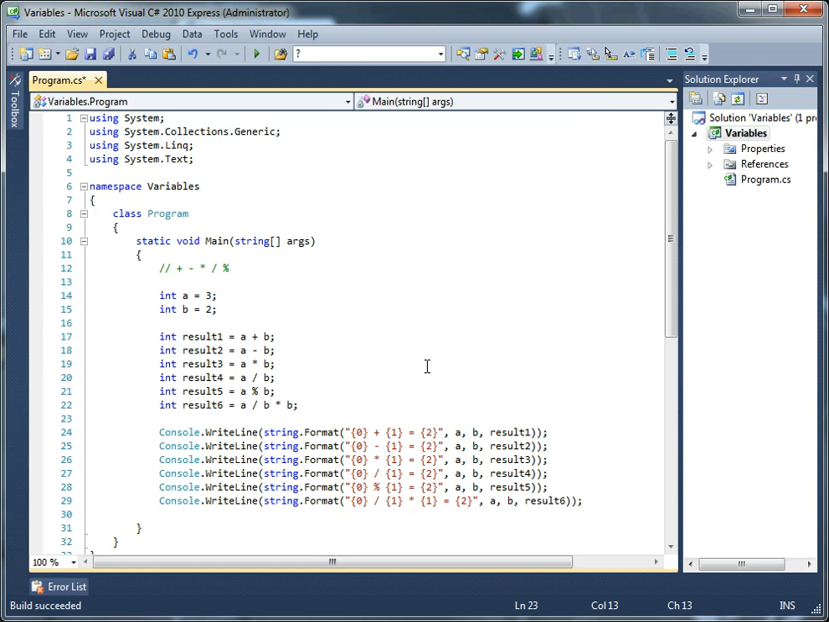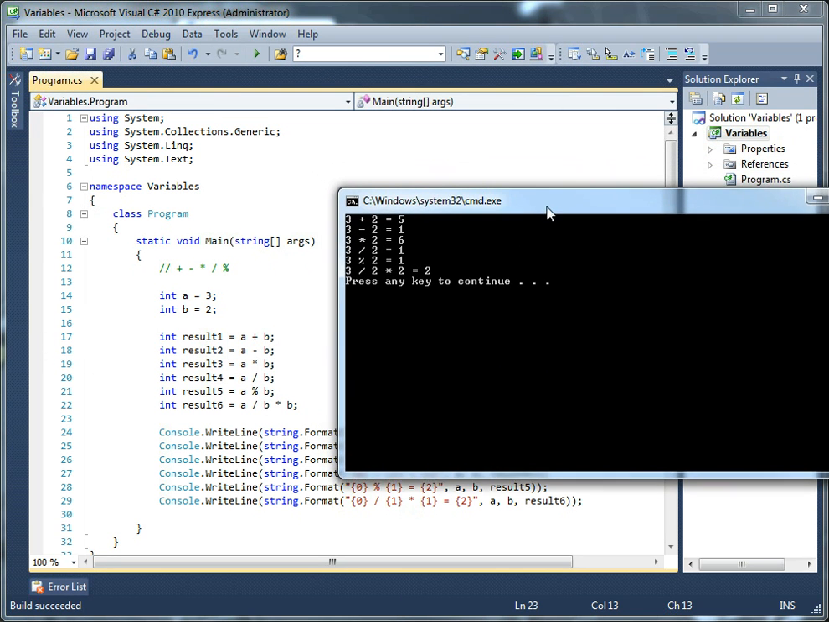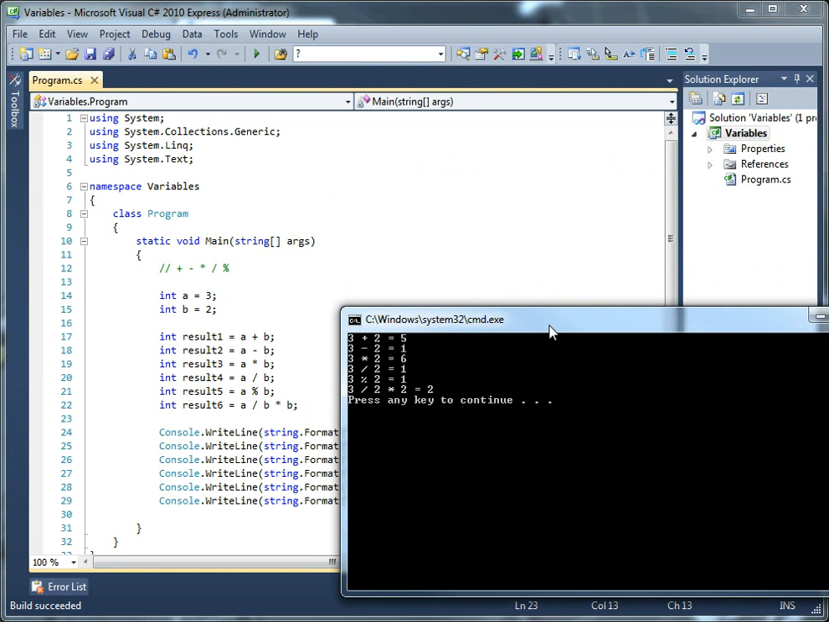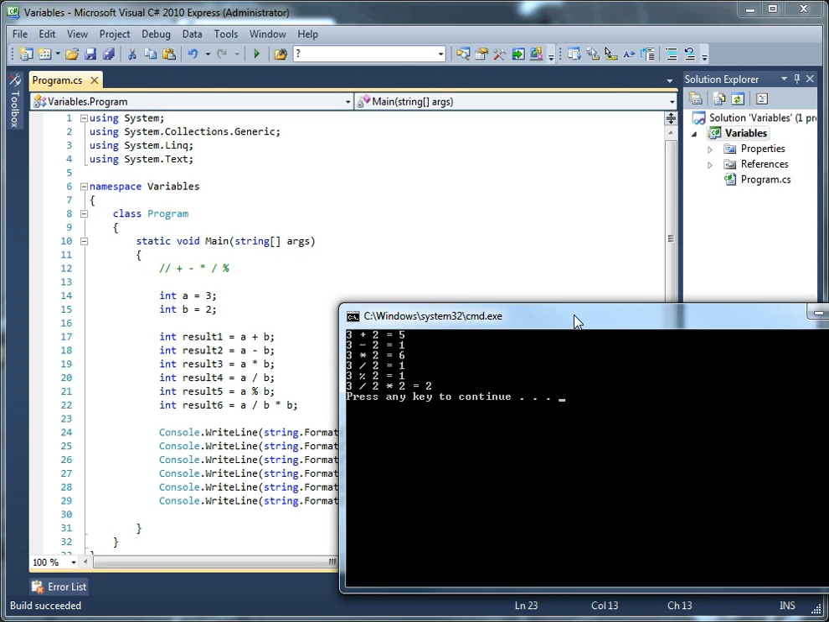So let's run it and move this so we can see what operations we're doing. Alright, so 3 plus 2 equals 5, yeah. 3 minus 2 equals 1, yes. 3 times 2 equals 6, okay. 3 divided by 2 equals 1, alright, that's weird. 3 mod 2 equals 1, we figured that one out. And 3 divided by 2 times 2 equals 2, okay, definitely weird. So we got two problem statements, and they both relate to division.